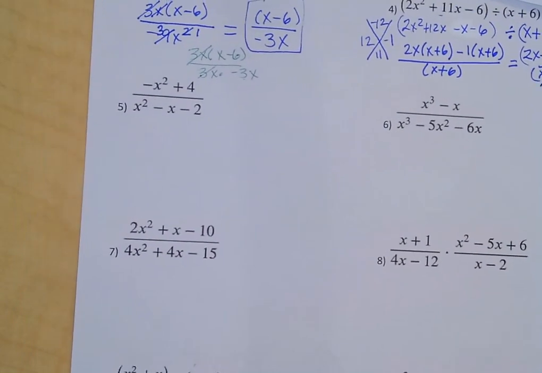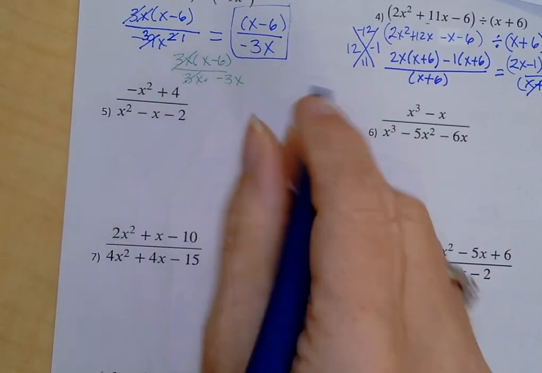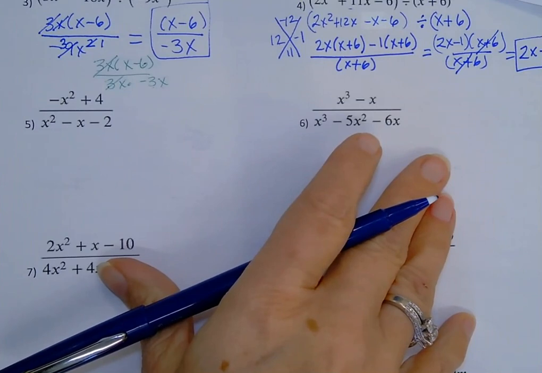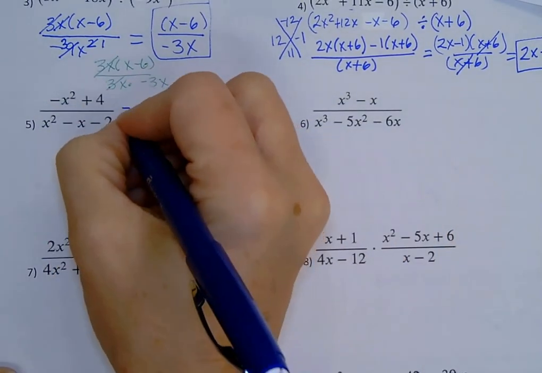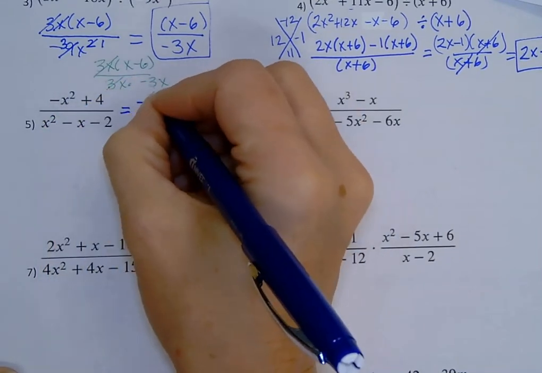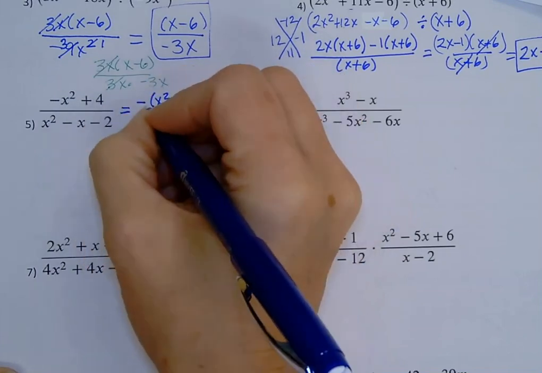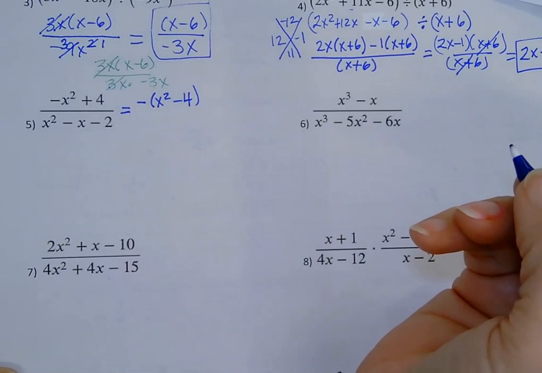Looking at negative x squared plus 4. When you have a negative leading coefficient, pull out a negative. It's just going to make your numbers work out better, I promise. Also, you're going to see something fun when we do this. Okay, I'm going to take out a negative from each of these terms. So I have negative times x squared minus 4, right? Because 4 divided by negative 1 is negative 4. What do you see? You see a difference of squares, yeah?